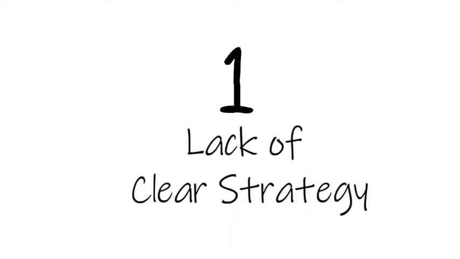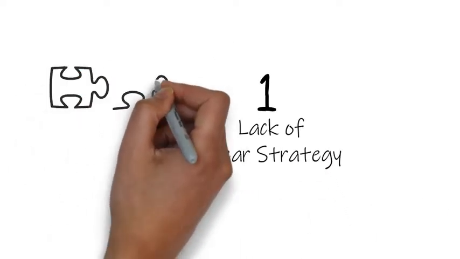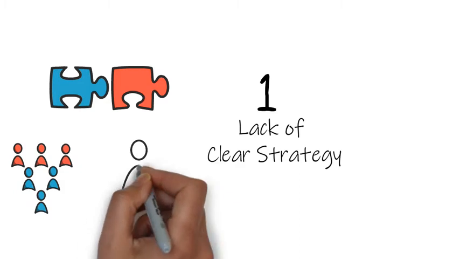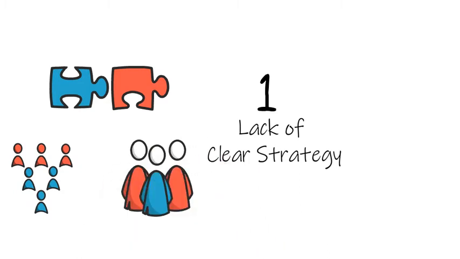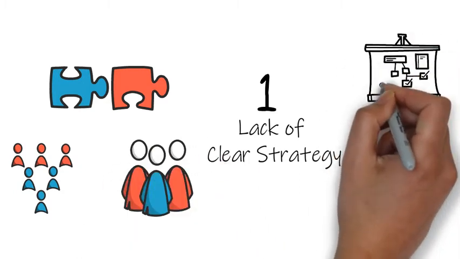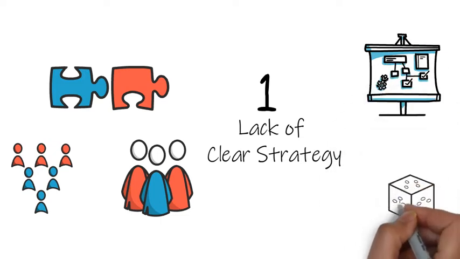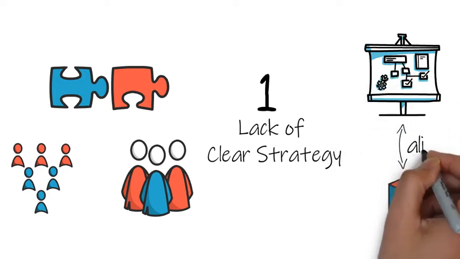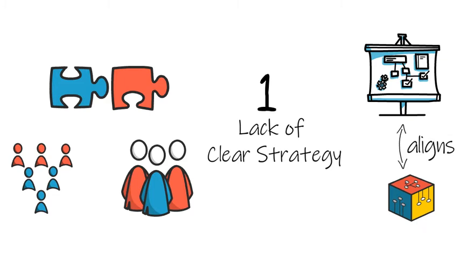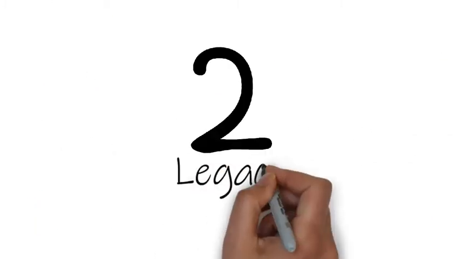Lack of clear AI strategy. There is often a disconnect between the team doing the initial POC and the business owners. This can be overcome by defining a clear AI strategy and ensuring the use cases chosen align with the strategy and deliver business value.